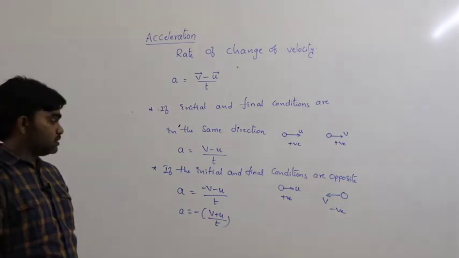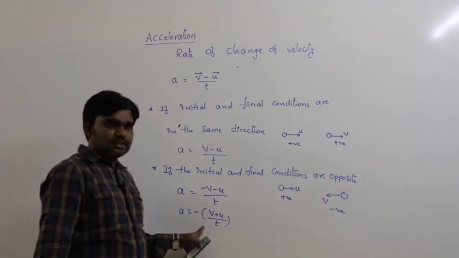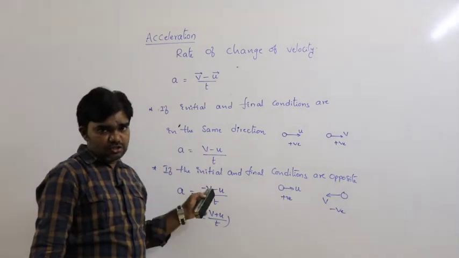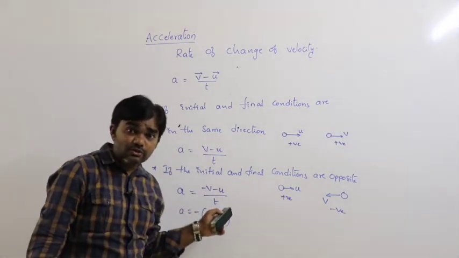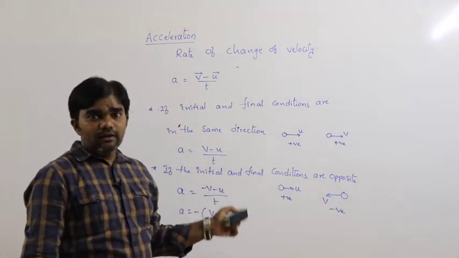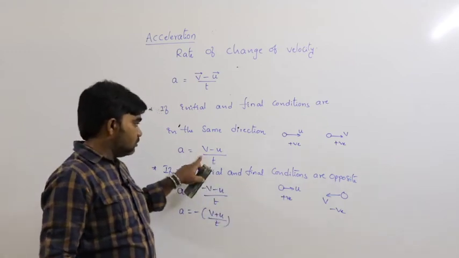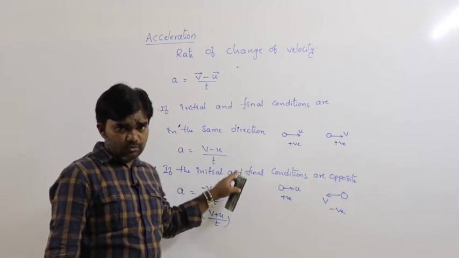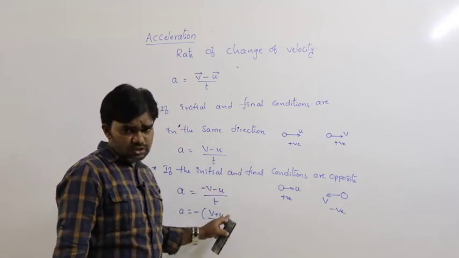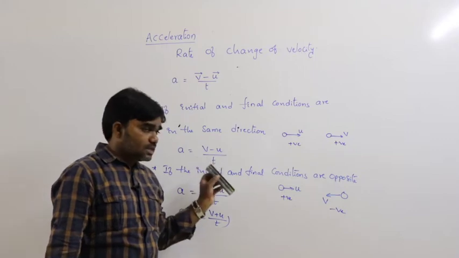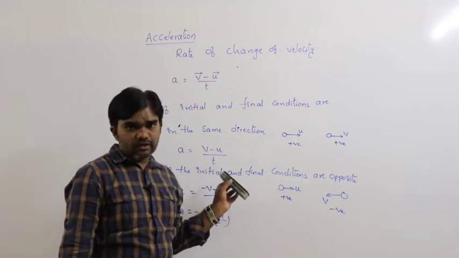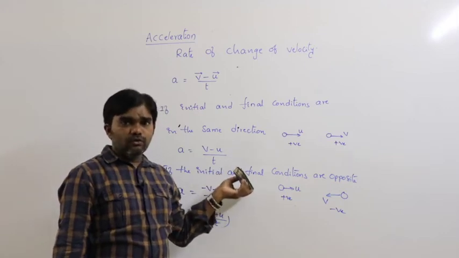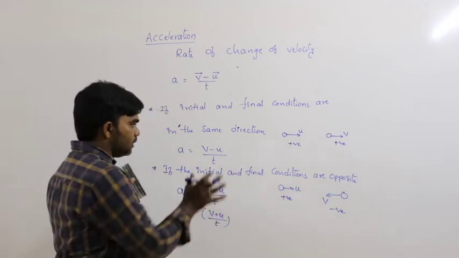Minus of v plus u by t. So this is acceleration. That means the direction of acceleration changes because it is also a vector quantity. You just have to remember this: in the same direction, the change in velocity is v minus u by t, but in the opposite direction this is v plus u by t. Generally this concept is based on vectors. After completing the vector chapter, you will know this clearly. Up to that, remember this.